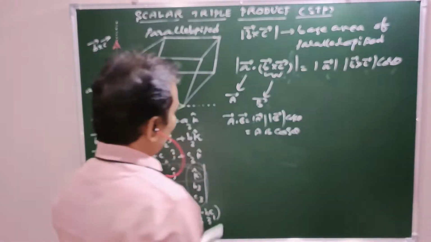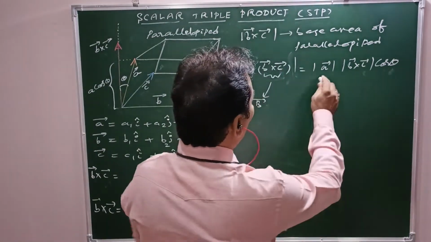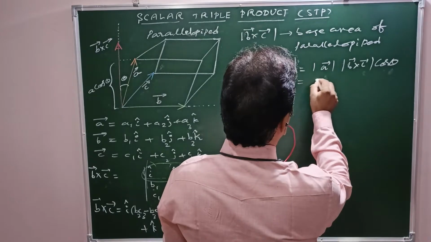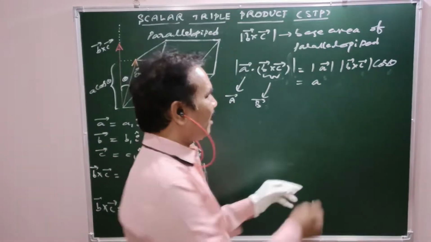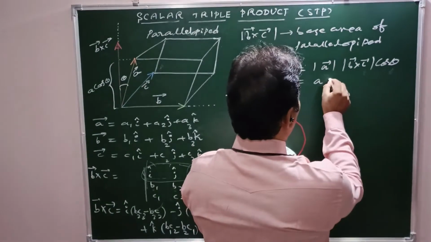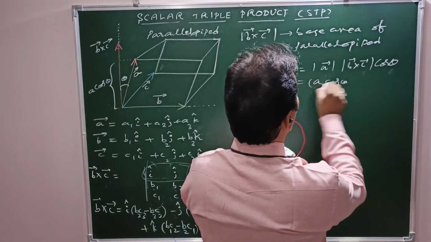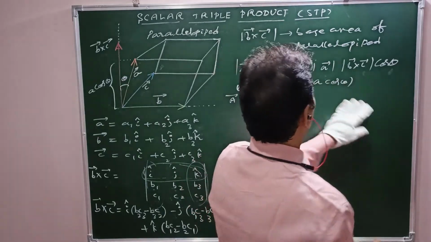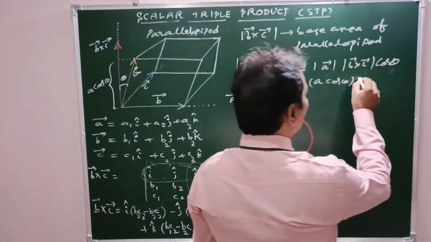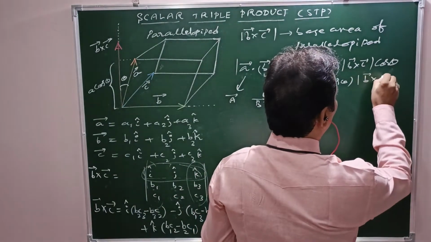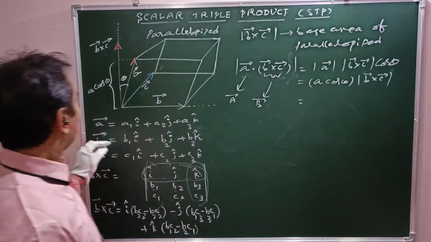Now, what is A bar? Mod A bar means A. That is A cos theta. Writing somewhere here, A cos theta as one term, A into cos theta into mod B bar cross C bar. What is A cos theta here?